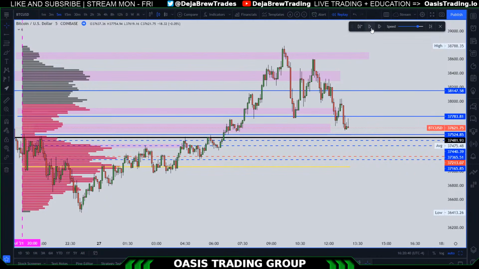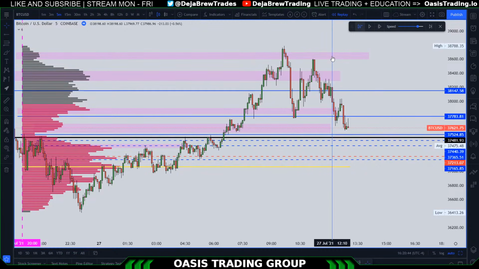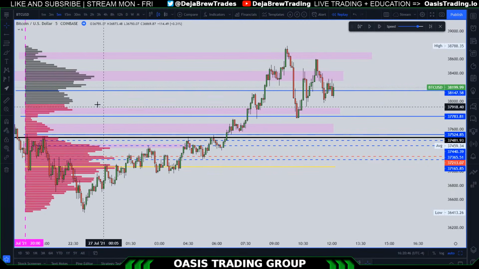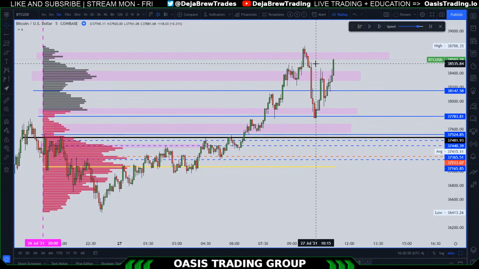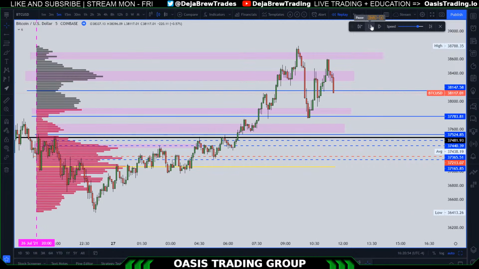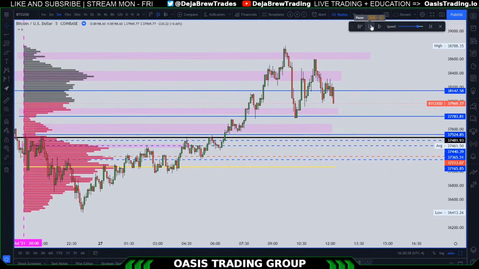So let me go back a few candles. Let's see where it actually shifts. Oh, it actually shifted way earlier. I just didn't notice it. Yeah, it shifted a lot earlier. Okay, so we're going to let this play out. Let this keep going.